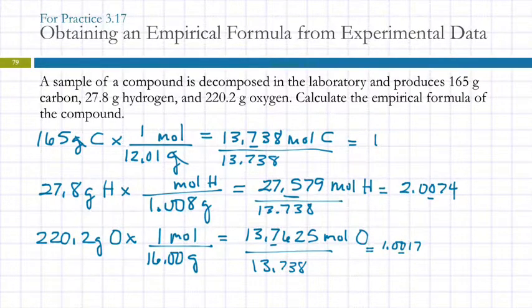You're going to get exactly 1 for one of them. When I look at 2.0074 and 1.0017, those are less than 0.2 away from the nearest whole number. So they can be rounded. So we're going to call this 2, and we're going to call this 1. They don't come out exactly perfect because this comes from experimental data and there is some error, some uncertainty. So the formula then, this is the subscript for carbon, this is the subscript for hydrogen, this is the subscript for oxygen. And since we don't write 1s in there, it's CH2O.